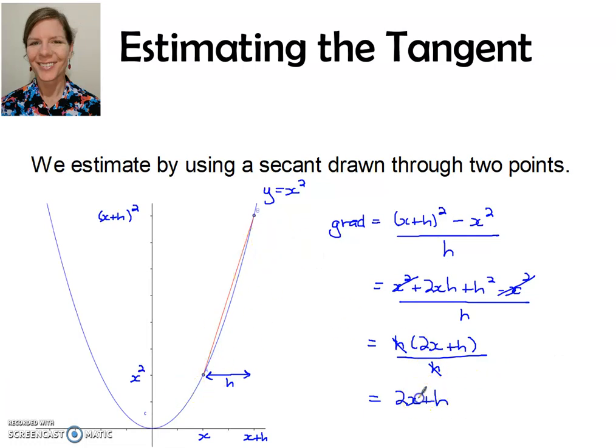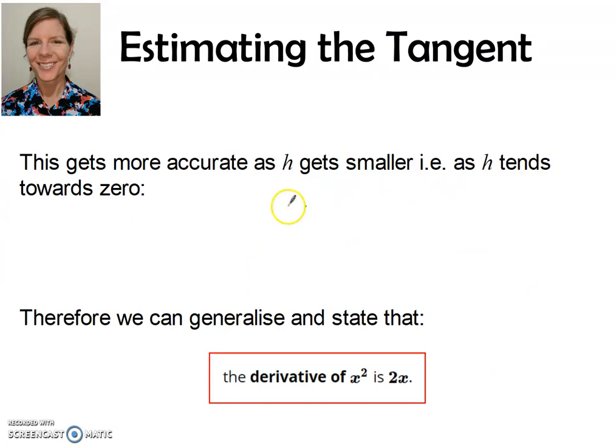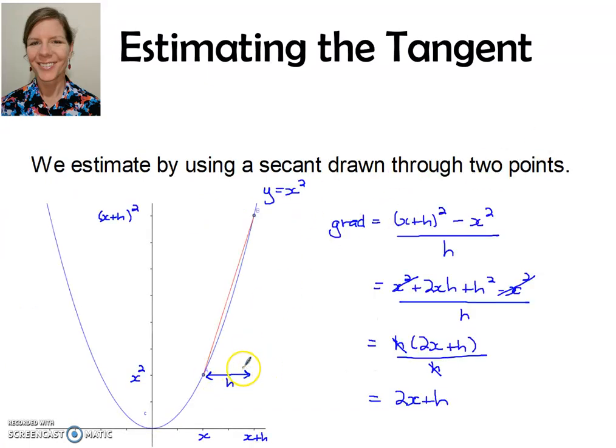Okay, so we've got 2x plus h. Now we're happy with the x, but we've still got this h hanging out there, so let's see what we can do with that. So the gradient was 2x plus h. Now this gets more accurate as h gets smaller. So just flicking back here, obviously as this distance gets smaller and smaller and this point Q gets closer and closer, then this gets more accurate as an approximation of the tangent to the curve.